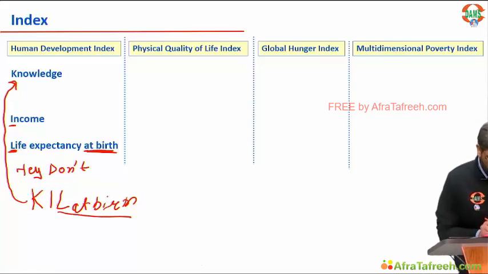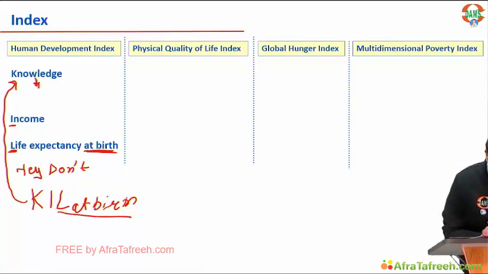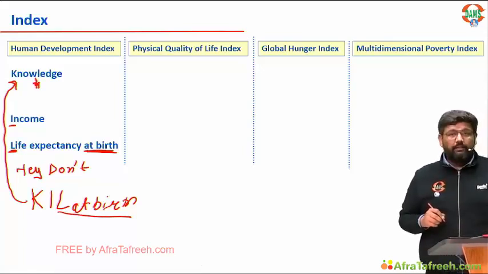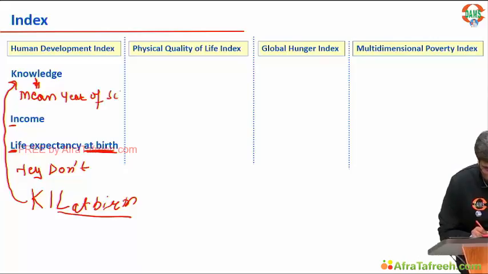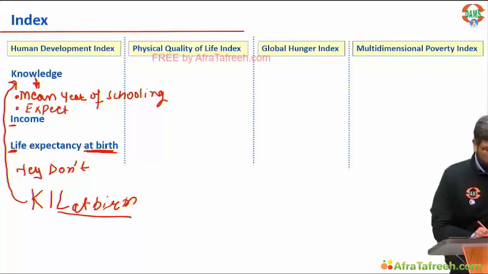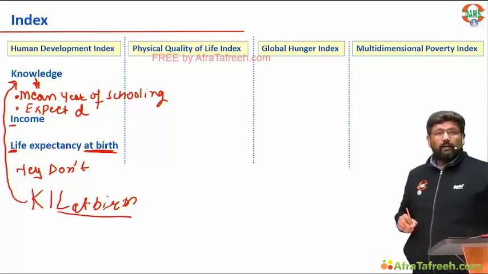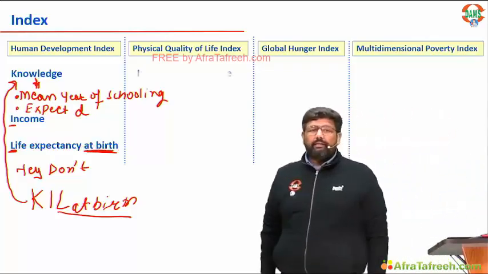Right? Now, knowledge. This includes mean year of schooling and expected year of schooling. Right? Knowledge, income, life expectancy at birth.